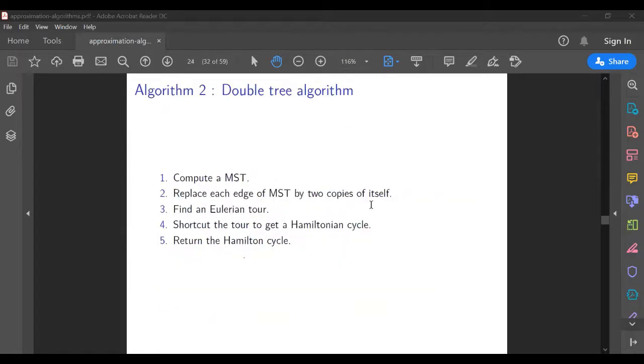Another way to look at the algorithm. This is called the double tree algorithm. Compute the minimum cost spanning tree.